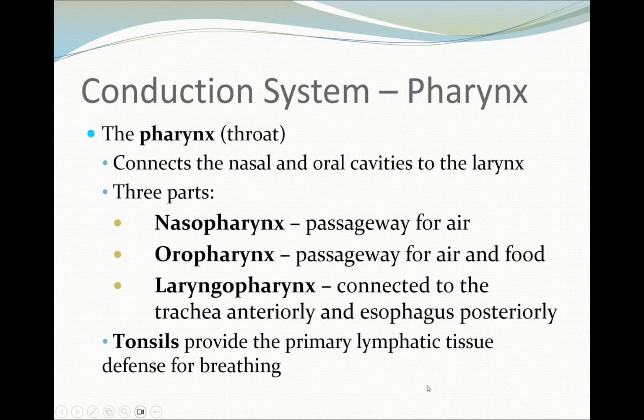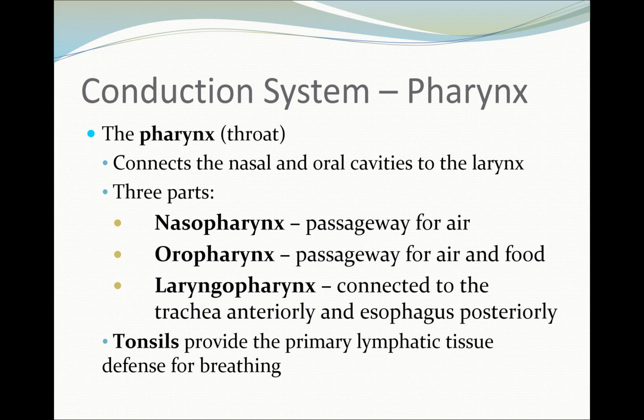All right, so let's go over those three parts of the pharynx now. The pharynx or throat connects the nasal and oral cavities to the larynx. So the nasopharynx is the passageway for air, and it connects to the nasal cavities. And then the oropharynx will be the passageway for air and food, and it's connected to the oral cavity. And then that pivotal point where they both converge on each other is the laryngopharynx, and that is connected to the trachea anteriorly and the esophagus posteriorly.